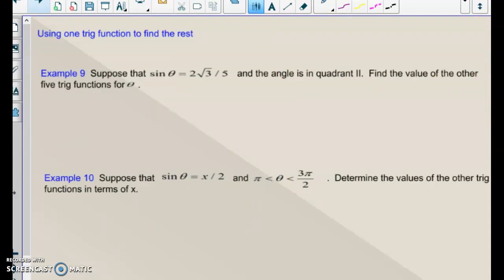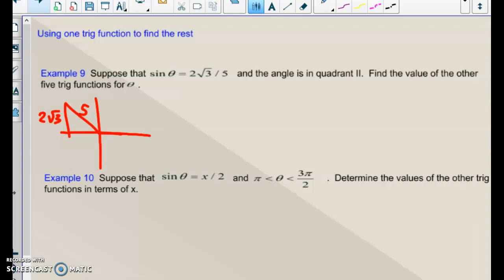All right. So let's get to, suppose that the sine of theta is 2√3/5 and the angle is in the second quadrant. Find the value of the other 5 trig functions. So let's draw my picture. I always draw a picture. And I know that my sine is going to be the opposite over the hypotenuse. So 2√3 is the opposite. The bottom number is the hypotenuse.